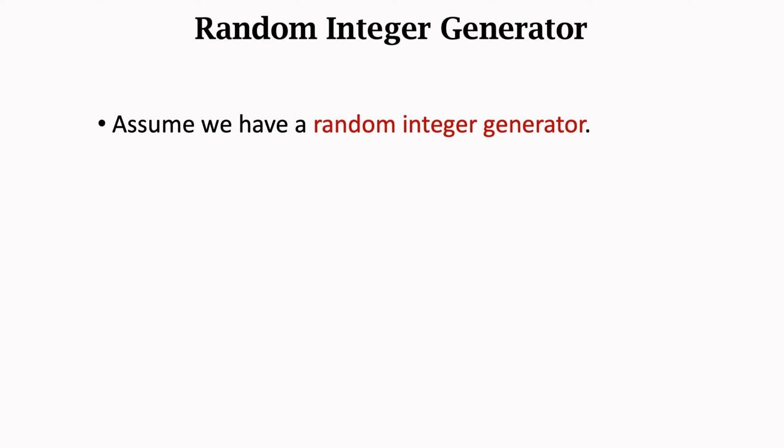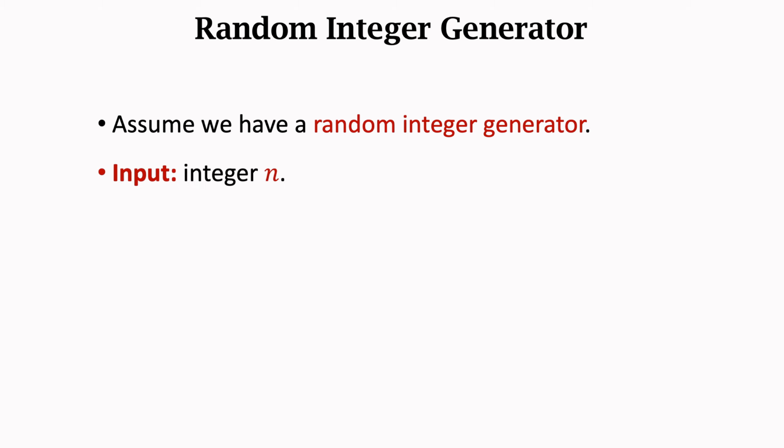To perform random permutation, we need a random integer generator. A pseudo-random integer generator is okay. It is easy to implement a pseudo-random integer generator. You can go to Wikipedia for the existing algorithms.